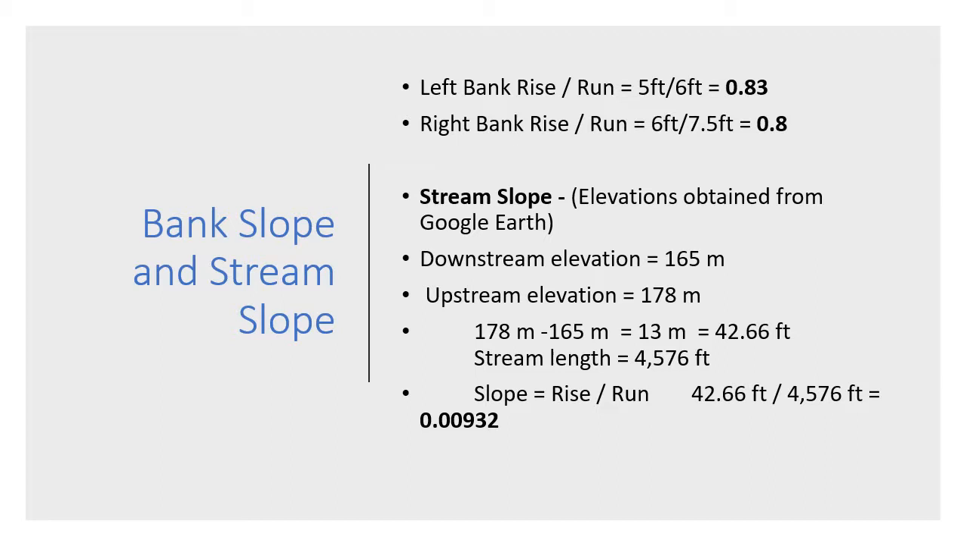So the slope of the left bank was about 0.83, and the right bank was about 0.8. The stream slope elevations were obtained from Google Earth, and the stream slope seemed to be about 0.009.